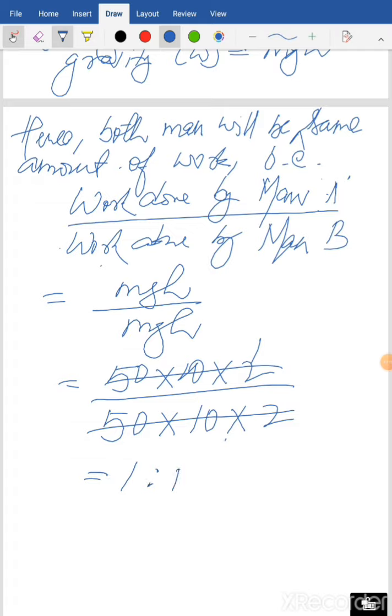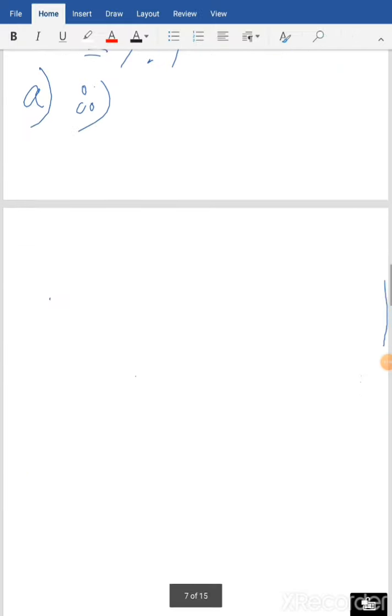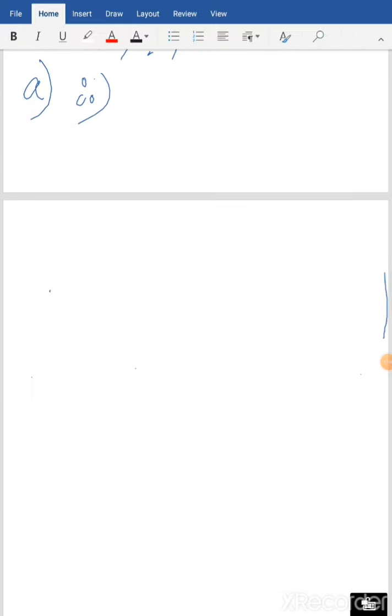So the solution for A1 is the work done by man A, the first person, and the second person is in the ratio of 1:1. Now a quiz sub part is there. We have to compare the power generated by them. So let's do power developed by them.